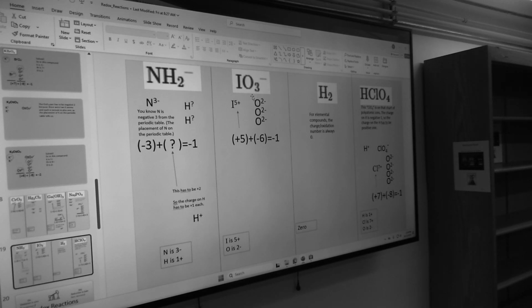Look at IO3 here. I did this one the same way I did before. There's a negative sign here, so -1 here. 6 for the oxygens. So if it's going to add the -1, this had to be +5. So iodine is +5. You guys okay with this? Am I going too fast?